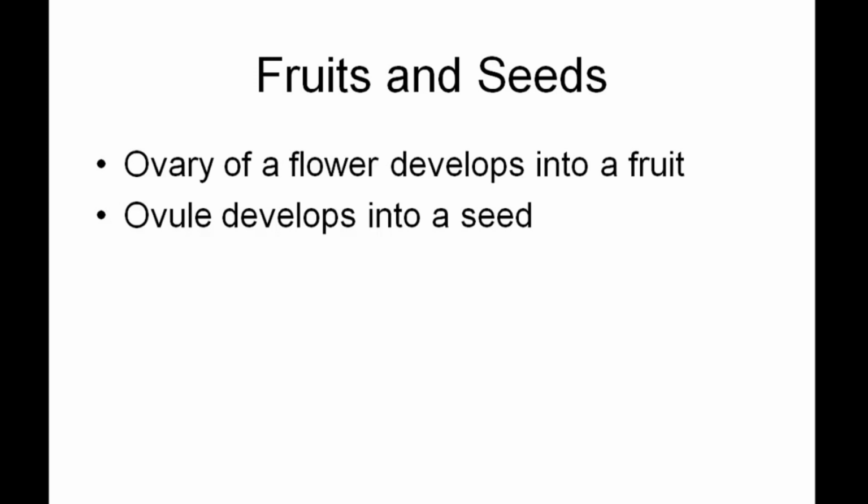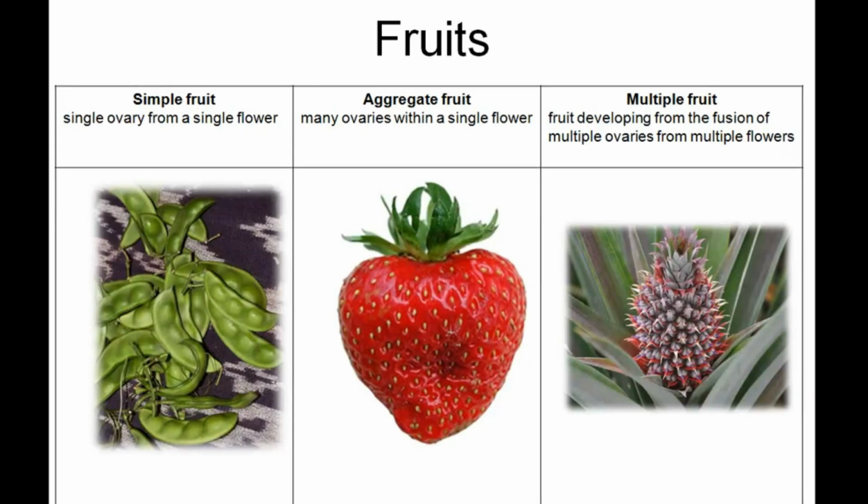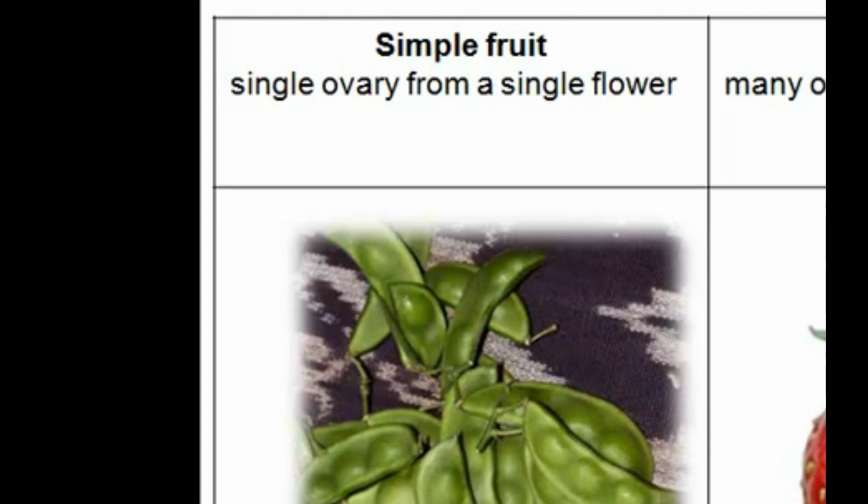The fruit aids in seed dispersal, and the seeds protect the embryo until germination, when environmental conditions are conducive for growth. Fruits can be categorized by how they form. Here are some examples of fruits. A simple fruit forms from a single ovary housing ovules that develop into the seeds. Beans are examples of simple fruits. So yes, when you eat the pod of the bean, you are eating a fruit.